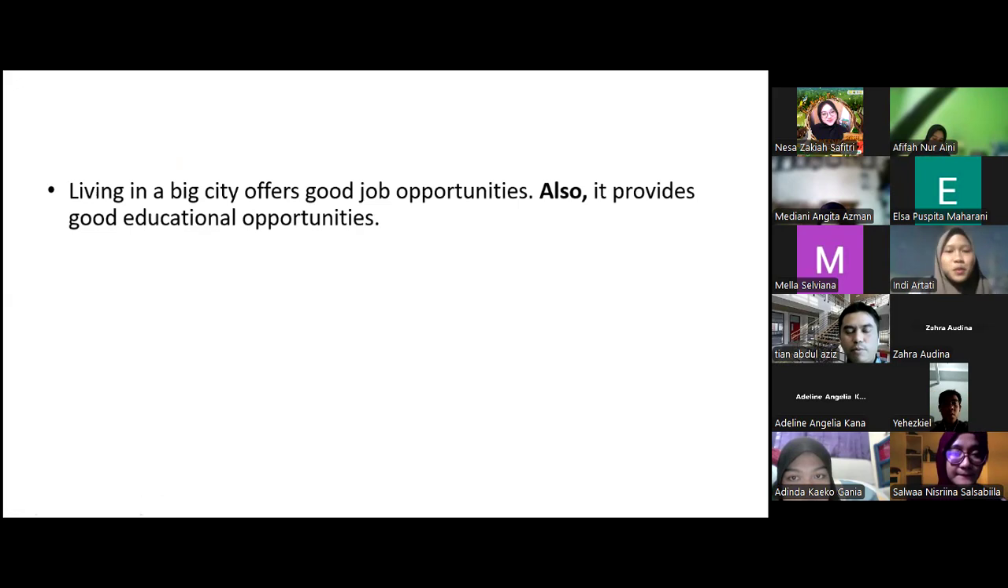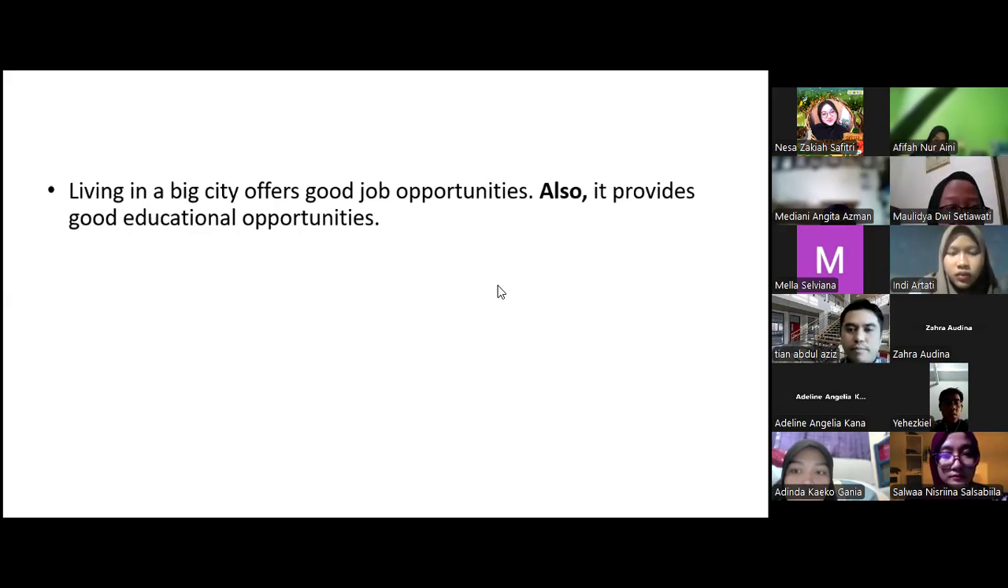Let's move to another. Let's pick from the middle. Maulidia Dwi Setiawati. Yes, sir.